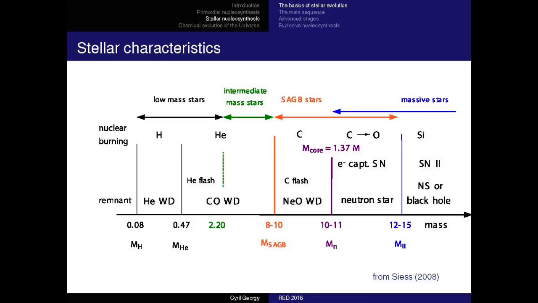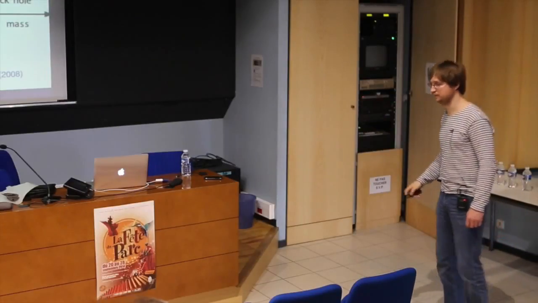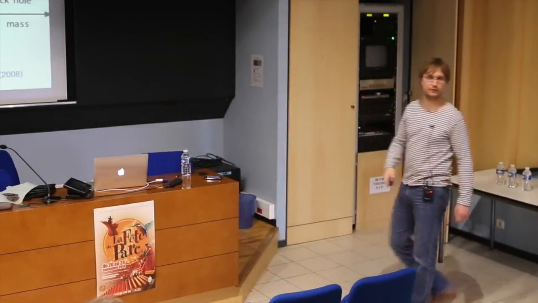So these are the different terminologies you will hear if you hear people talking about stellar evolution. Basically, low mass stars, intermediate mass stars, and massive stars. So from 0.08 to roughly 2.2, then between 2.2 and let's say 10, intermediate mass stars, and above 10, the massive star domain. So I think I will stop here for the first part.